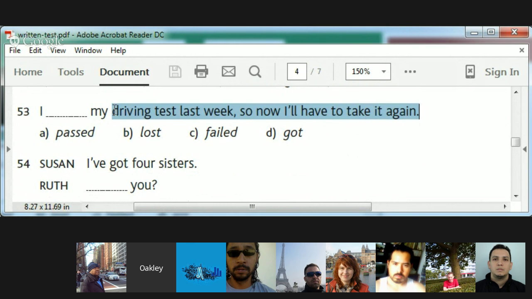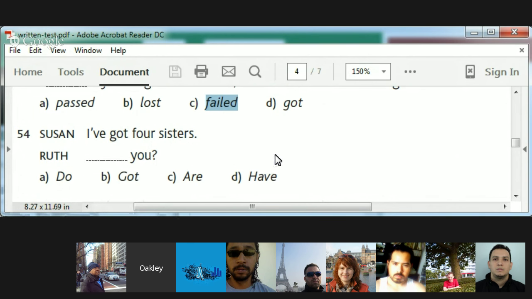53. Mark. I failed my driving test last week, so now I'll have to take it again. Yep, that's it. Okay. Both the looking at the vocabulary that fits and the verb tense as well. Great, showing cause and result. This happened in the past, so this will happen in the future. Okay, you got it. That is correct.